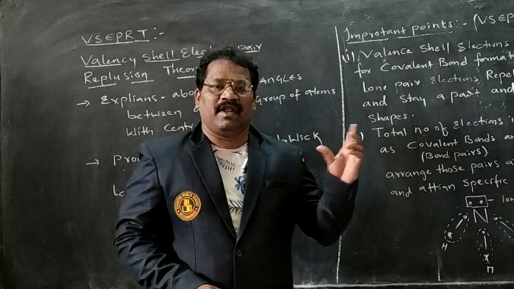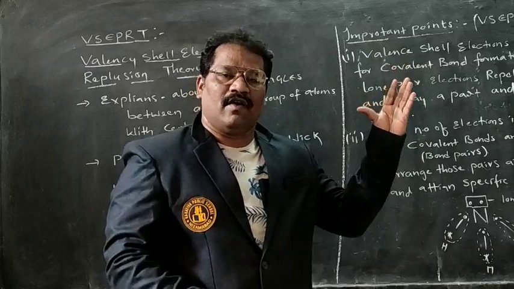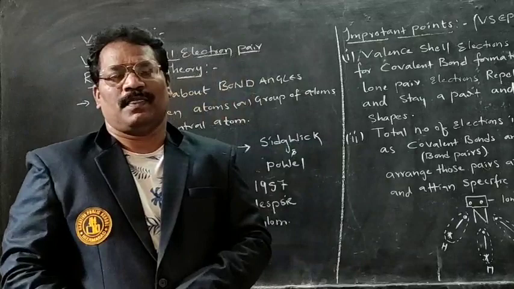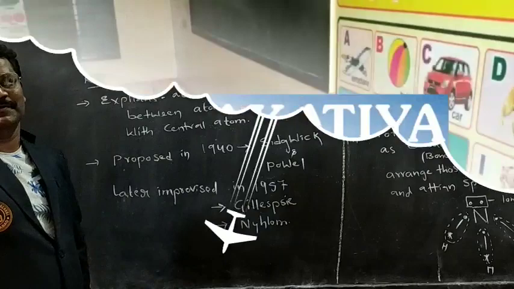In the previous class, we completed three types of covalent bonds, that is single covalent bond, double covalent bond, and triple covalent bond. And we have clearly studied all those concepts. So children, today we are here to study one more topic. The topic is VSEPR theory.